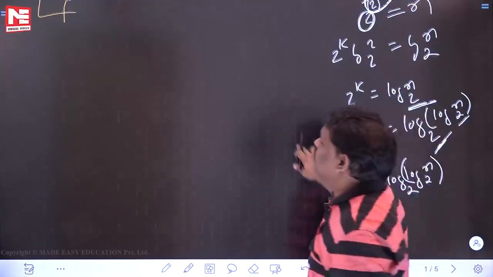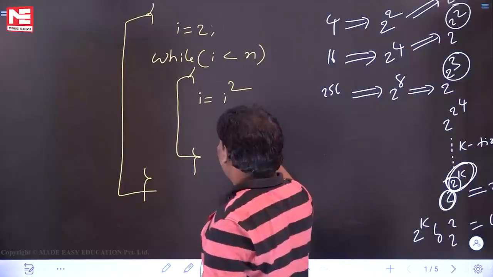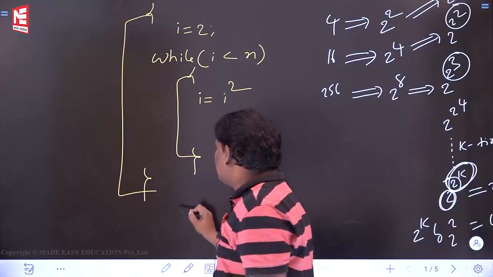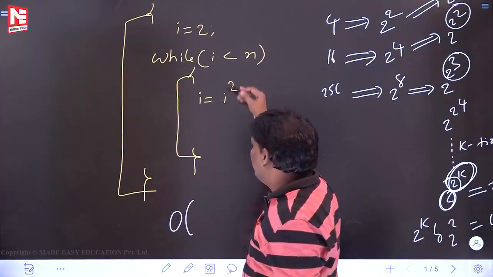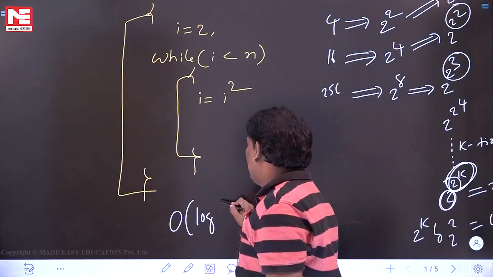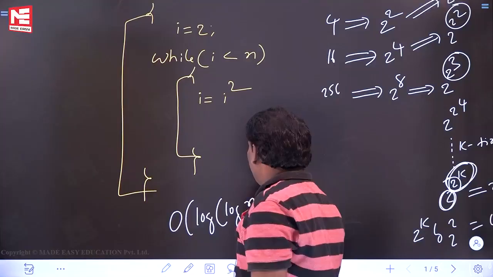Right? Now I think it is the correct time to ask you, please help me now. How many times does this loop run? Log n. The answer of this one is going to be the time complexity of this program. Time complexity means: how many times does the loop run? This is the answer, log of log n base 2.